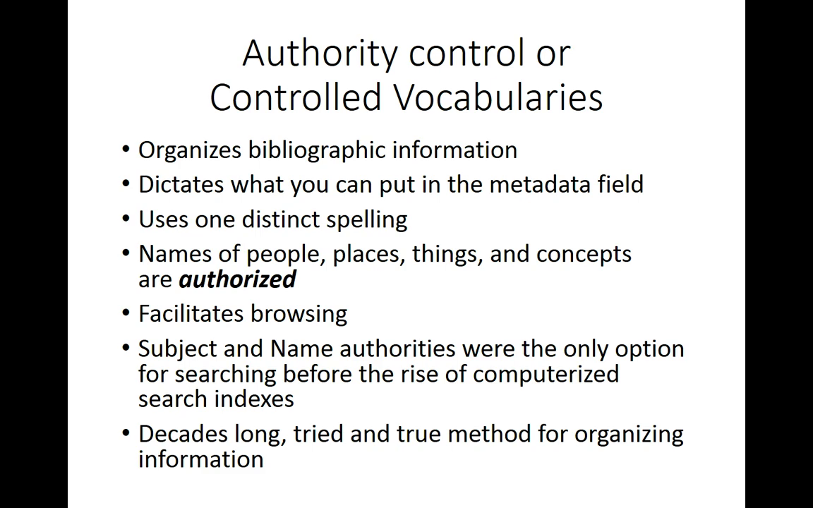Unless you knew you wanted a fiction book on whaling, and you knew that it was written by Herman Melville, and the book was called Moby Dick, either the title of the book or the author, subject heading card indexes were the only way you could really look that up. You couldn't just search in Google, for example, books about whaling. That didn't exist. So that's one of the reasons why controlled vocabularies and authority control are so important.